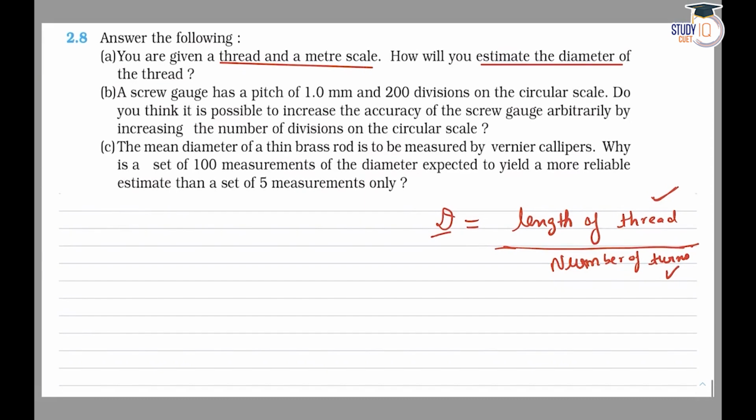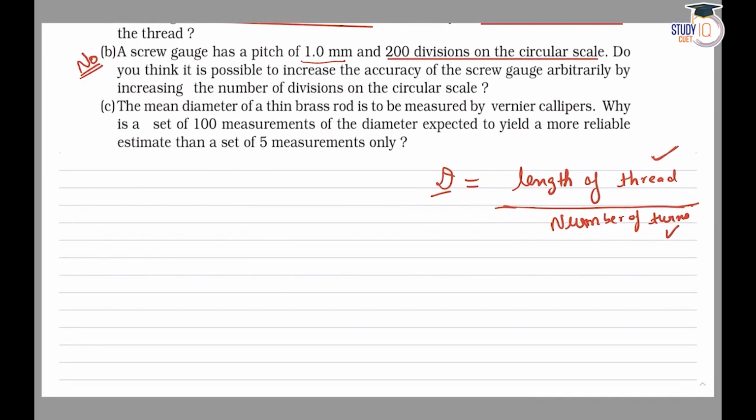Second part: a screw gauge has a pitch of 1 mm and 200 divisions on the circular scale. Do you think it is possible to increase the accuracy of the screw gauge by increasing the number of divisions on the circular scale? No, this is not possible, as increasing the number of circular divisions beyond a particular extent will lead to more inappropriate results. So we can increase the number of circular divisions only up to a particular extent. If we increase beyond that, the accuracy will decrease.